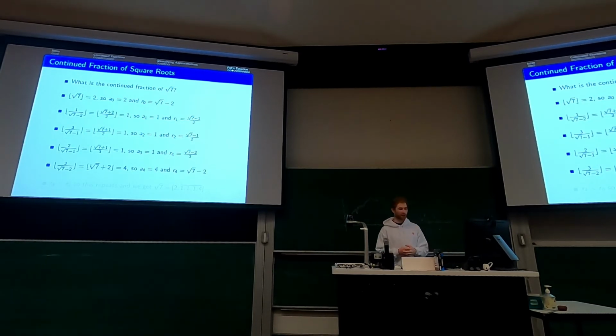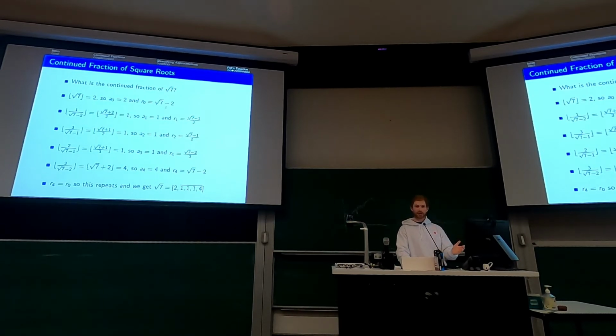And finally, if you get to the fourth step, you'll see that square root of 7 plus 2 is 4 point something, which makes sense because square root of 7 is 2 point something, plus 2 is 4 point something. So a4 is 4, and r4 is root 7 minus 2. Root 7 plus 2 minus 4 is root 7 minus 2.